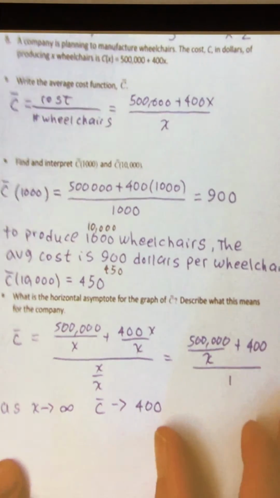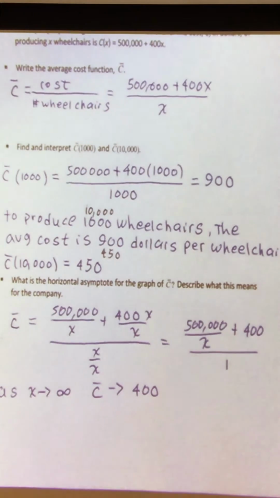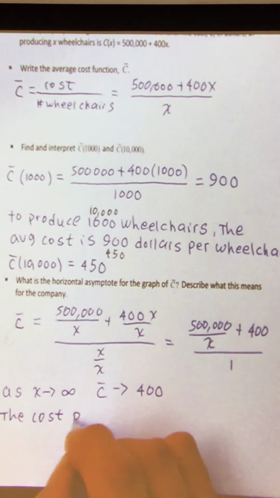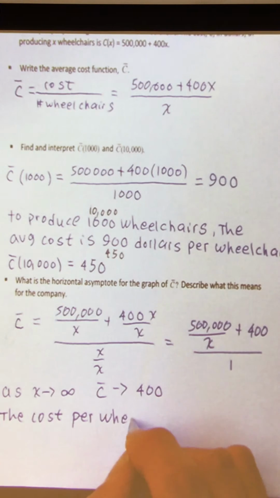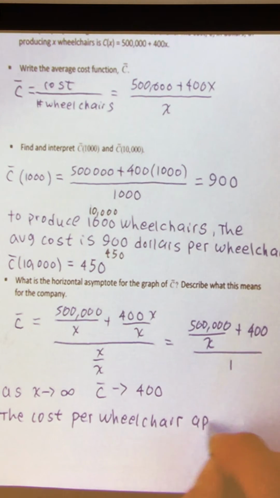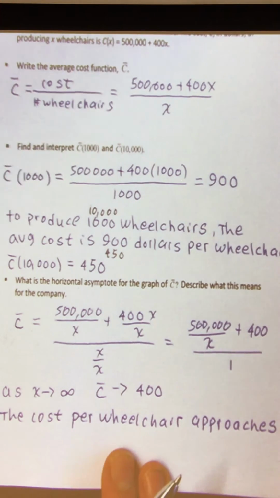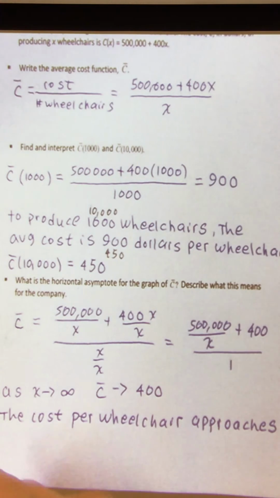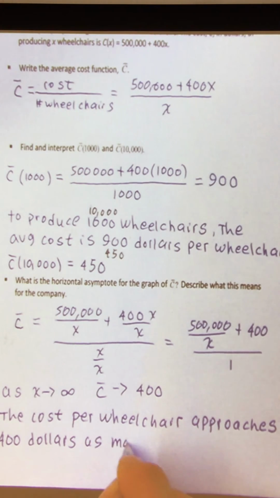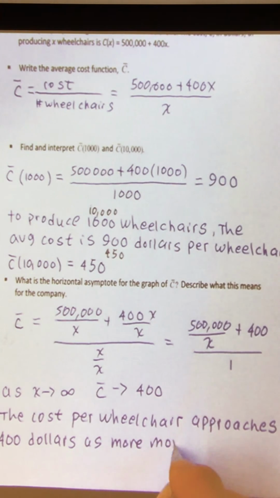What does this mean? It means that the cost per wheelchair, this is the average cost per wheelchair, approaches $400 as more and more wheelchairs are produced.